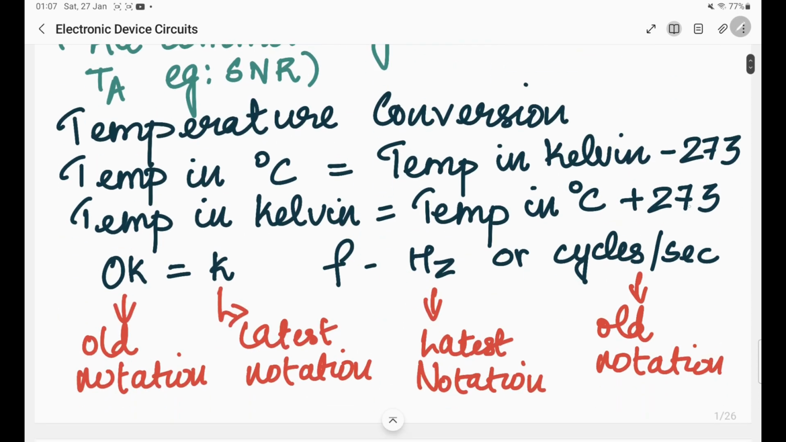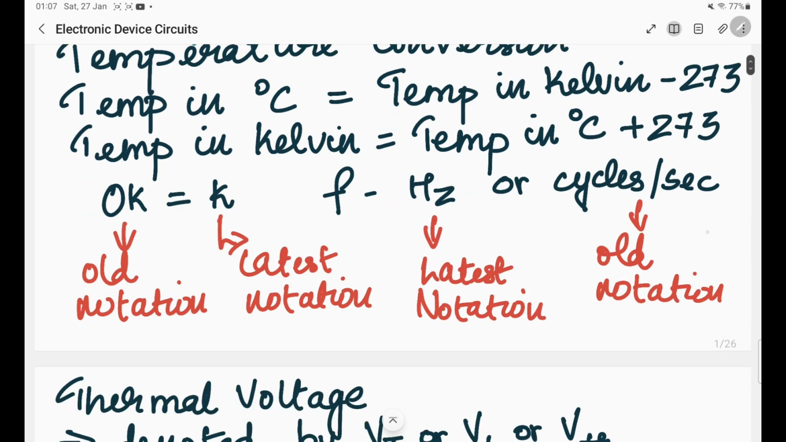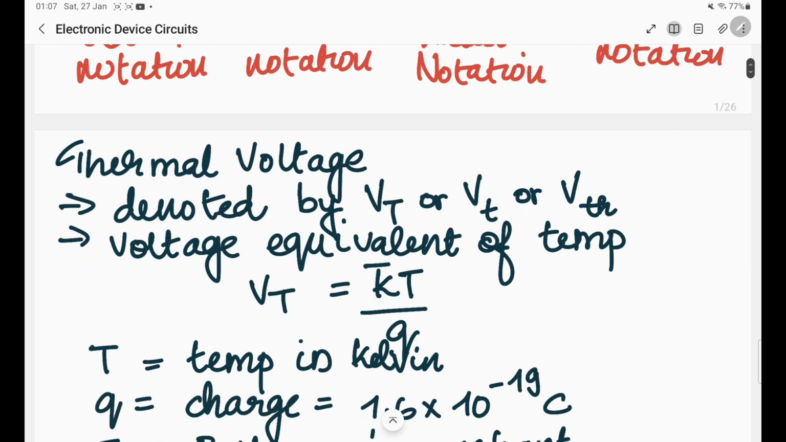And let us understand some notations. 0 Kelvin, written as 0K or °K, was the old notation for the Kelvin, and nowadays the Kelvin is just written with the notation K. Similarly, another old notation for frequency is cycles per second, but nowadays it is represented in terms of hertz and written as capital H, small z. Okay, so that's all about temperature, and let's now come to thermal voltage.